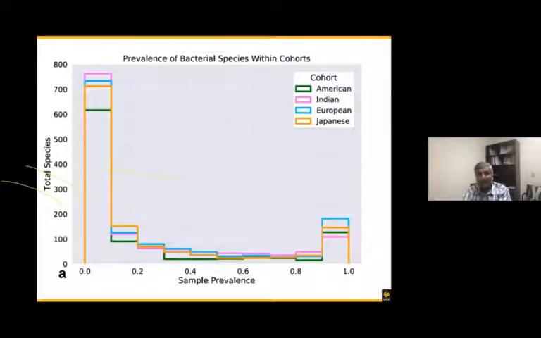There are a small number of microbial species that seem to be highly prevalent in each of the cohorts, okay? Whereas most of the microbial species are not prevalent, all right? So this idea that there is some notion of a, I don't want to call it core microbiome, but this notion of a set of microbial species that are found in each of these different cohorts, right?